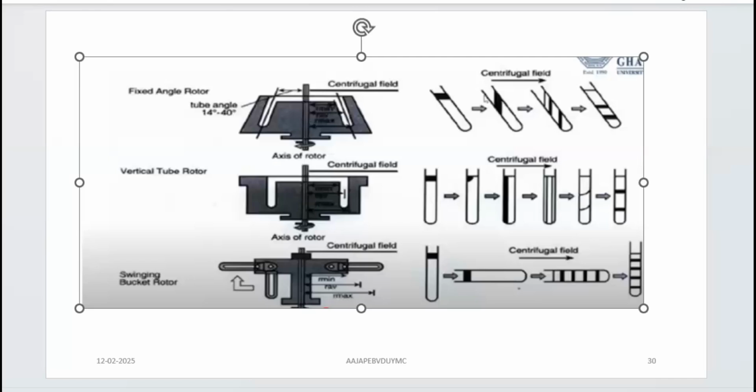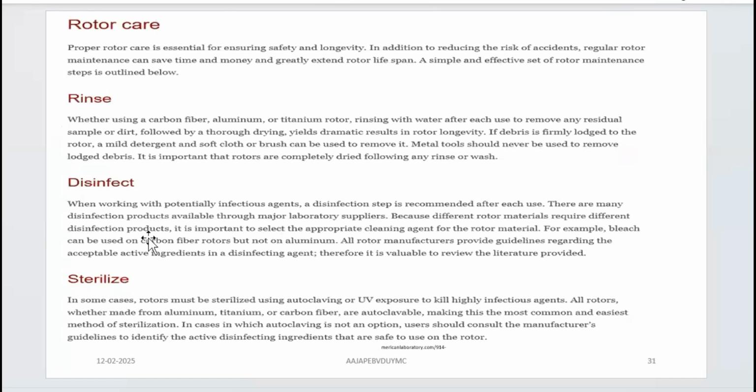So this is about the rotor designs, and now this is about the rotor care. It is very simple, you have to rinse it properly. It is carbon fiber, aluminum or titanium rotor materials, right? So you should not use any corrosive materials like acids or ethanol to clean it, right? But you need to disinfect it, right?